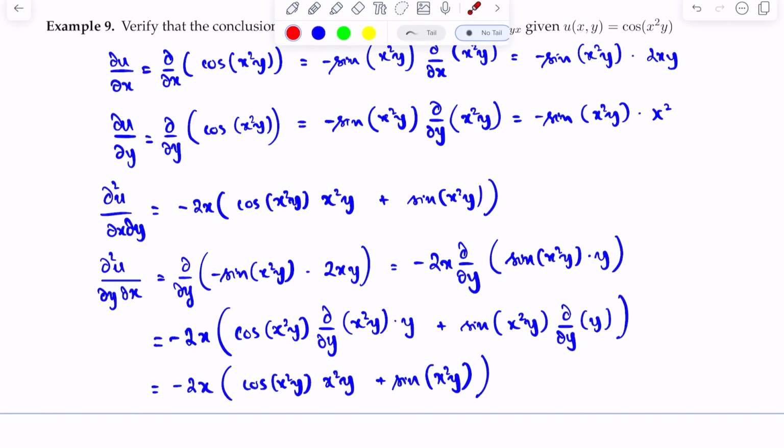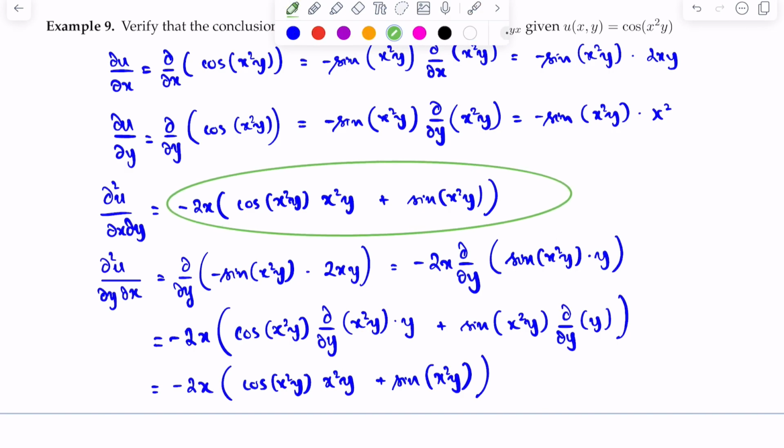Now, if you compare the result of the two mixed partial derivatives, you can see that they are equal to one another.